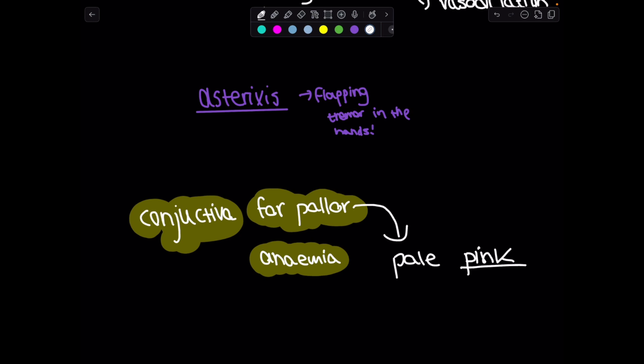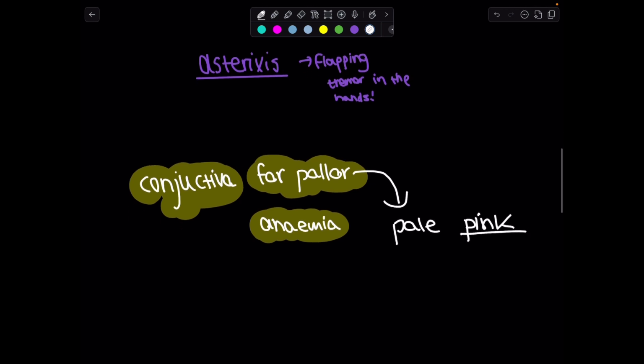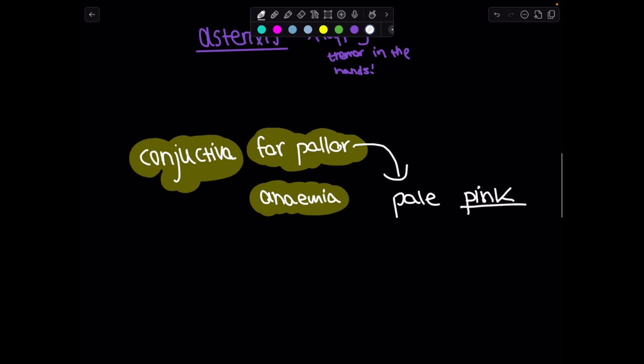Okay, and now when it comes to the mouth, I ask the patient to lift up the tongue, and I'm trying to look for central cyanosis. What is this?